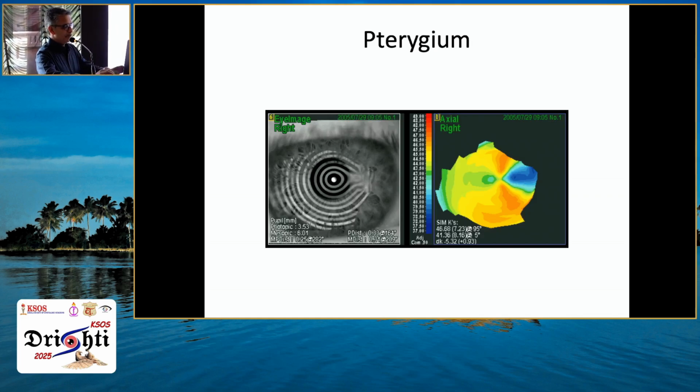So, if you have something like this, a pterygium, I think this is distorting the central cornea. Better to get the pterygium out and then do cataract surgery. If it's a very early pterygium, maybe you can leave it.